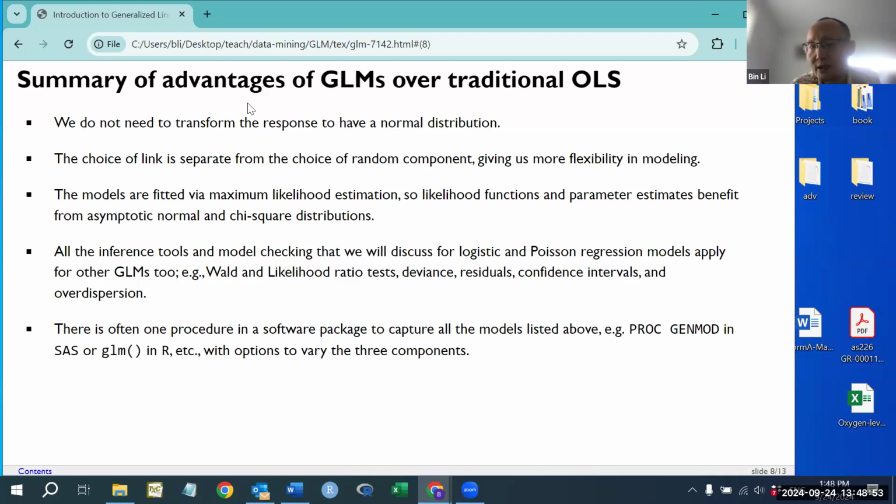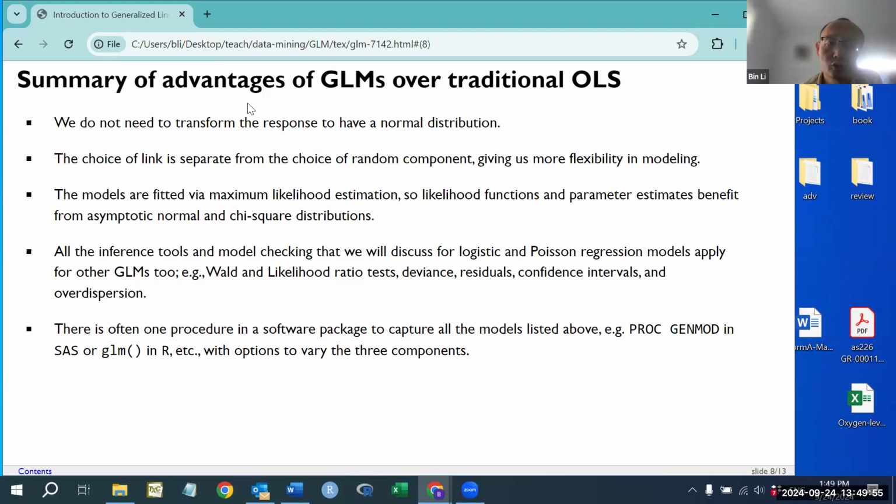And GLM models are fitted through the maximum likelihood approach, which is more general and has lots of theoretical support. For example, the asymptotic distribution of the estimated parameters follows a normal distribution, and the likelihood ratio follows a chi-square distribution so that we can do hypothesis tests. There is lots of theoretical support that we can use to simplify statistical inference, like confidence intervals and hypothesis tests, which we will see in a minute.